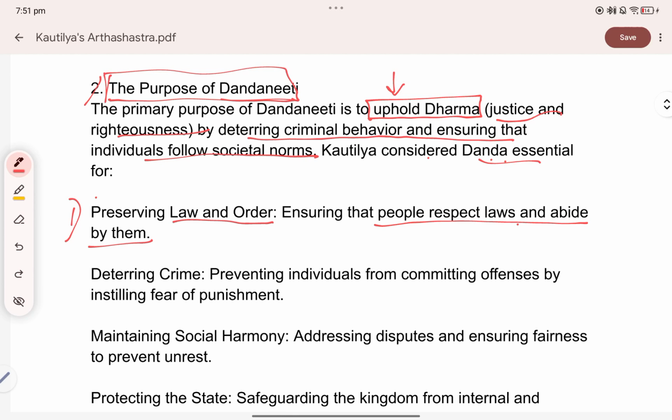Okay, so deterring crime, to stop crime rates. Preventing individuals from committing offenses by instilling fear of punishment. Maintaining social harmony, addressing disputes and ensuring fairness to prevent unrest.